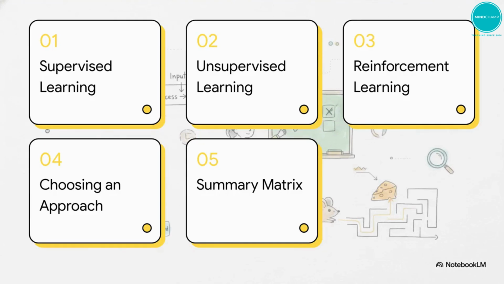Okay, let's dive into this. Here is our agenda, which will act as our instruction manual for the rest of the explainer. 1. Supervised learning, by example. 2. Unsupervised learning, hidden patterns. 3. Reinforcement learning, trial and error. 4. Choosing the right approach. And 5. The summary matrix.